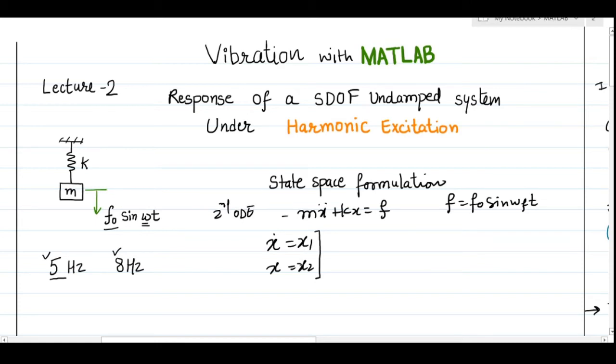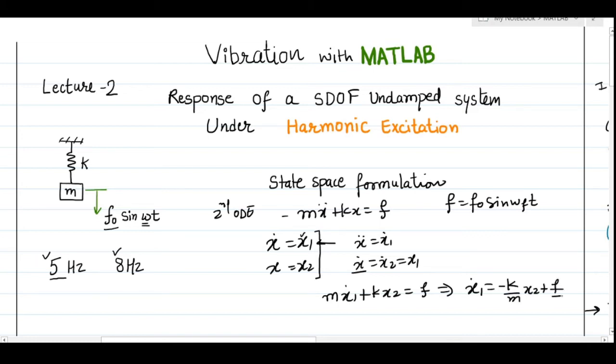Now I have these two variables, so I can replace them in my governing equation. If I do the differentiation of this equation, my x double dot will become x1 dot. Similarly, my x dot will become what? x2 dot, and x dot is nothing but your x1, so I can also write it is equal to x1. Let's replace this in the original equation. I will get m x1 dot plus k x2 is equal to my F, and when I rearrange the terms, I will get x1 dot is equal to minus k by m x2 plus F by m.